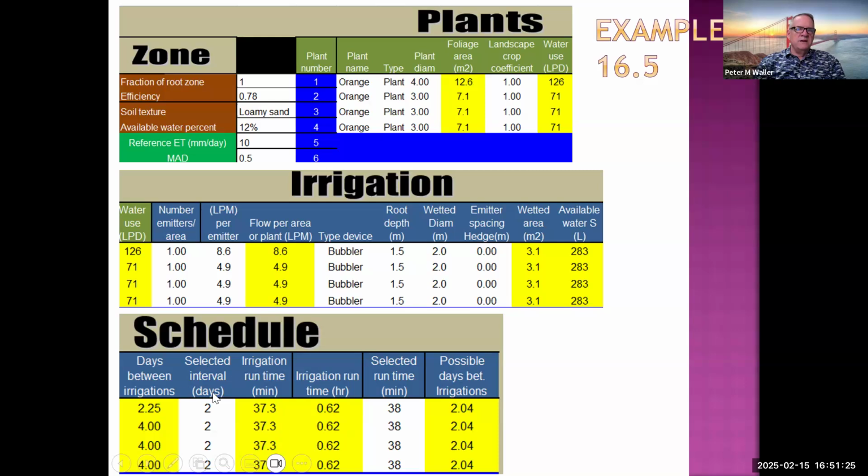And so now we have to select an interval of 2 days, because although these could go longer, if they're all in the same zone, they all have to be irrigated at the same time. So 2 days. They're all going to run the same amount of time because these have lower flow rate. So we have a nice uniform application, even though we had to select the irrigation runtime for the lower flow. So they all have the same runtime.